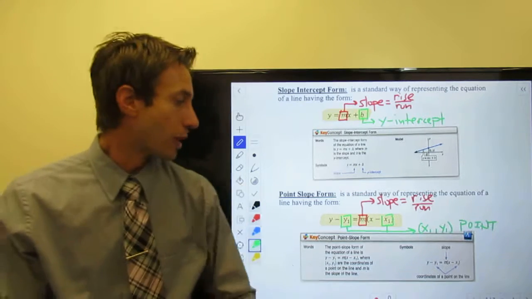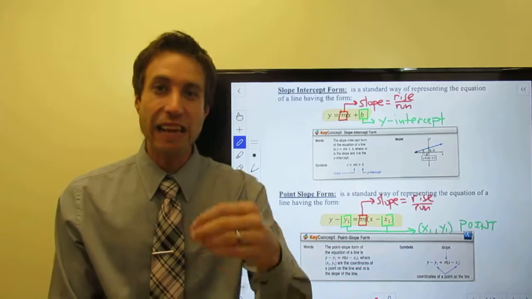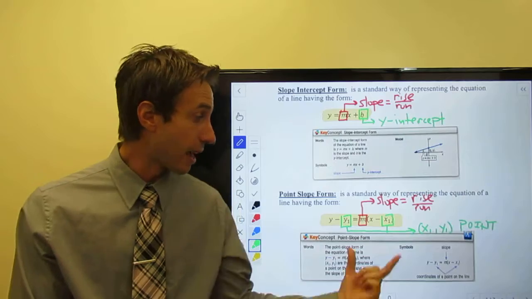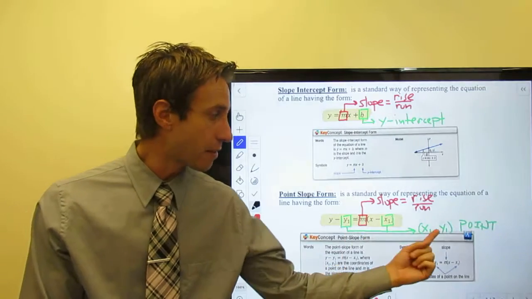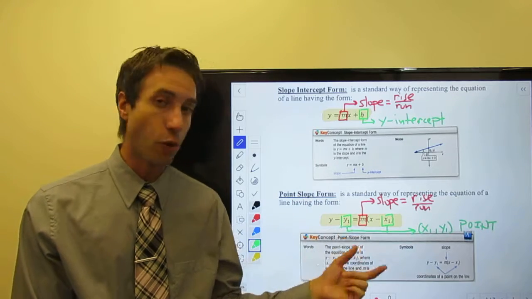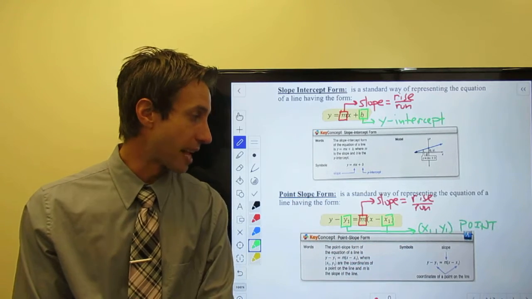Right? It's a point. So here's the way that this is going to work. If you're ever given a point that the line goes through, the line has to go through this point. So if you're given a point the line goes through and a slope, you would use the point-slope form to write the equation for that line.